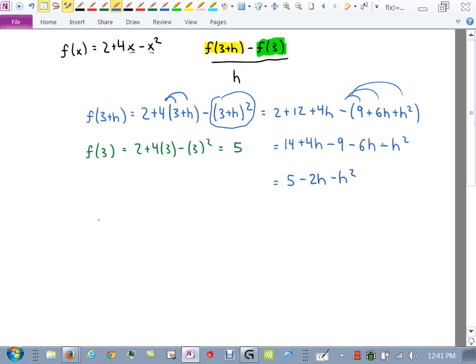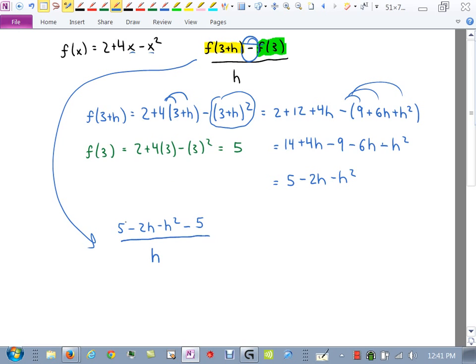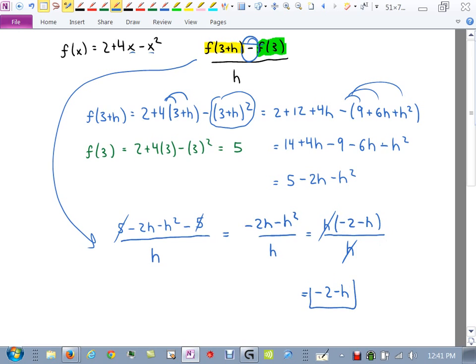and we want it all over h. So let's go ahead and write out what this answer is. It's the 5 minus 2h minus h squared, but then I want to subtract f of 3, so I want to subtract 5 and divide all of that by h. The 5's cancel. In the numerator, notice we have h's in both terms, and we have an h on the bottom. So we can factor an h out. Negative 2 minus h is left, and then over h, and we can cancel these h's. So we get negative 2 minus h, and that's it.